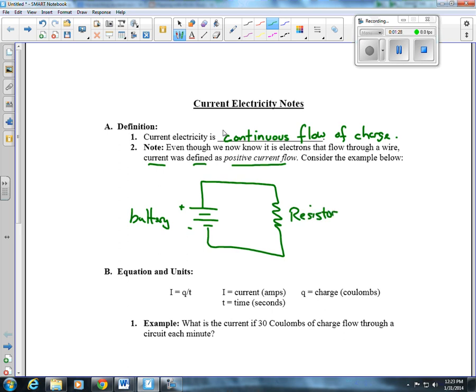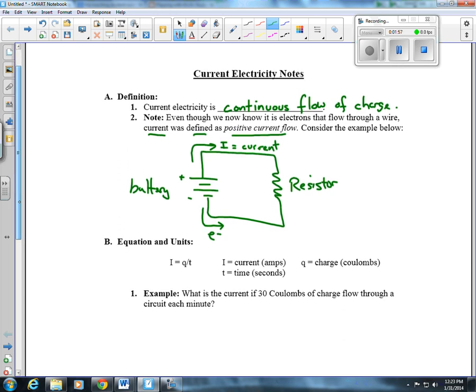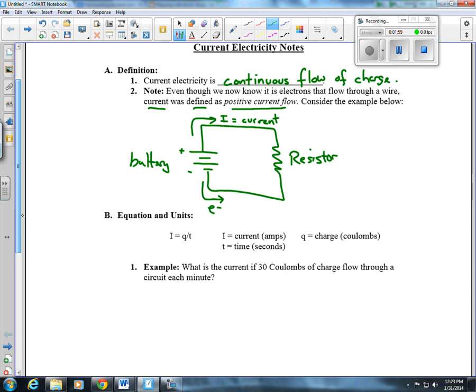Now, we know what's really happening is electrons are going to be repelled from this negative side. So electrons are going to flow this way. Okay. Now, if positives were flowing, they would be repelled from the positive side. It would be going the other way. And that's the way we define current. So I is the letter that stands for current, and it goes the opposite way that the electrons are flowing. So in this case, the electrons are flowing counterclockwise around the loop, but we're going to say the current is going clockwise.